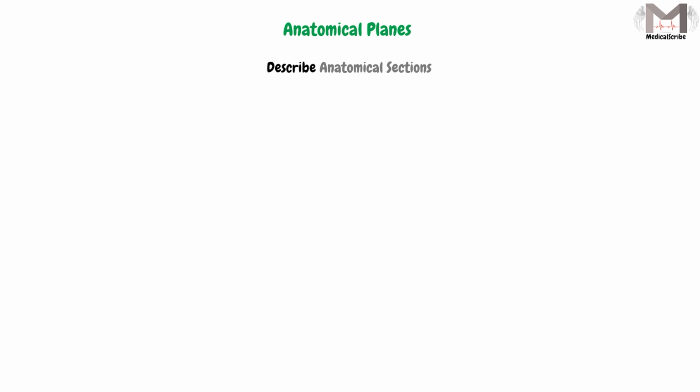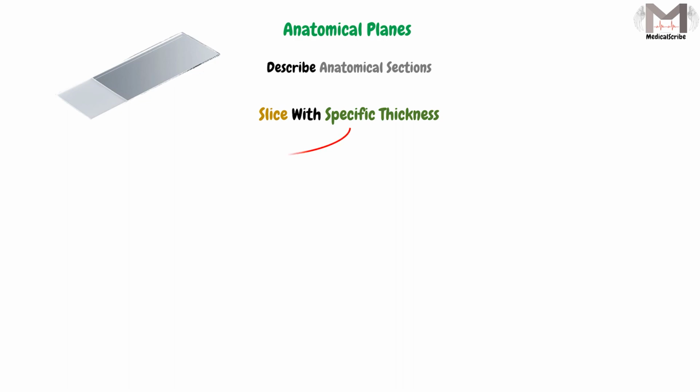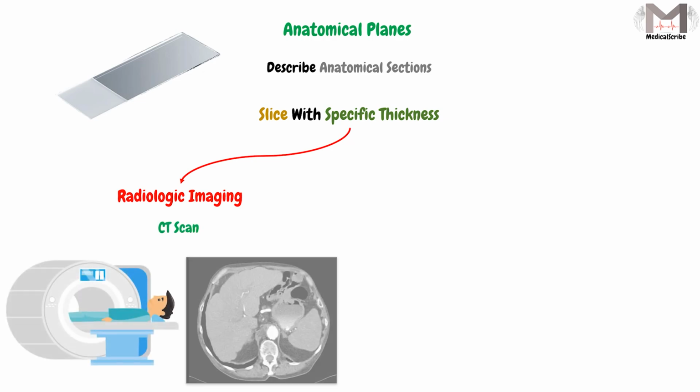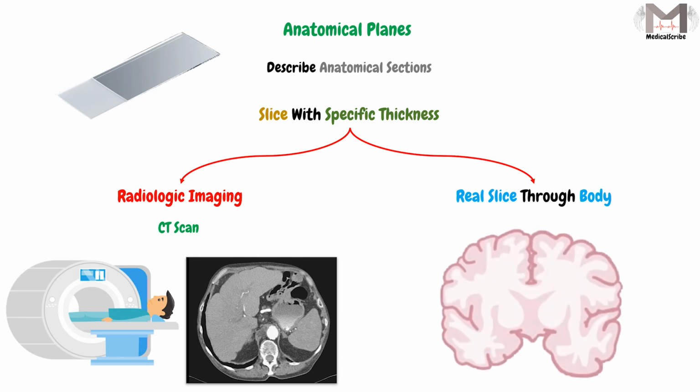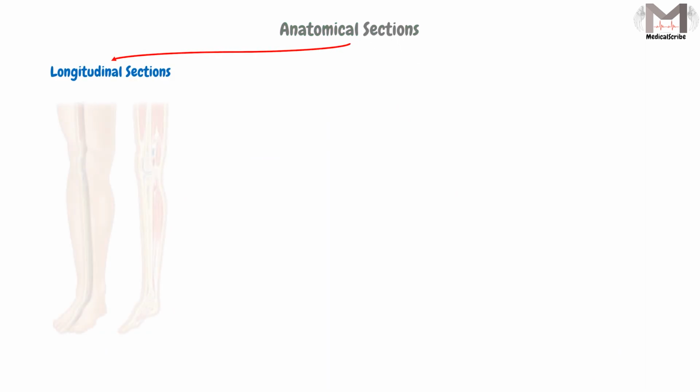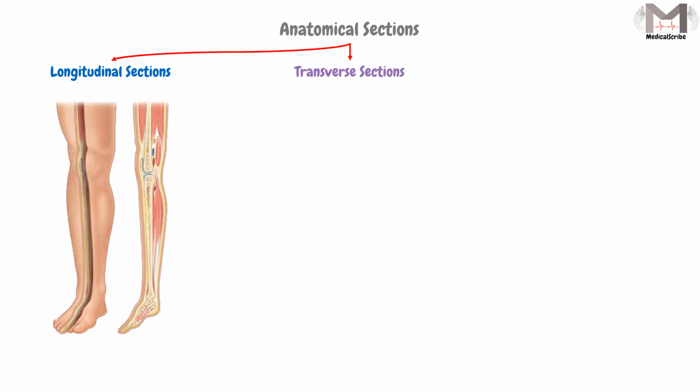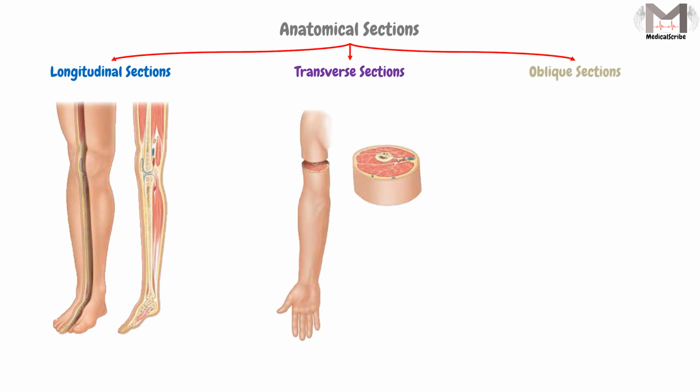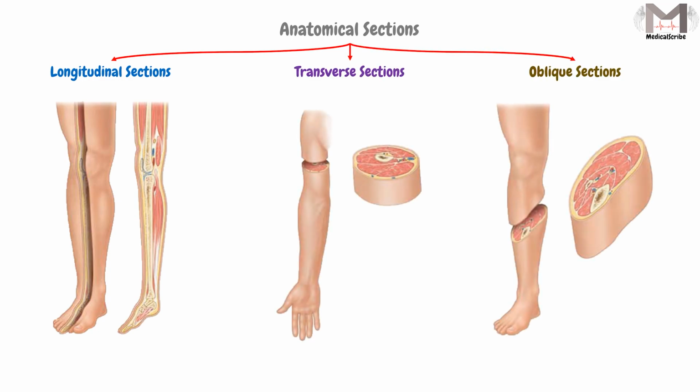And a section means a slice with a specific thickness that is obtained either by radiologic imaging like a CT scan to visualize the internal structures, or obtained by a real slice through the body. And we have 3 types or 3 forms of sections, which are the longitudinal sections, the transverse sections, and the oblique sections. And now we will talk about each one of them.